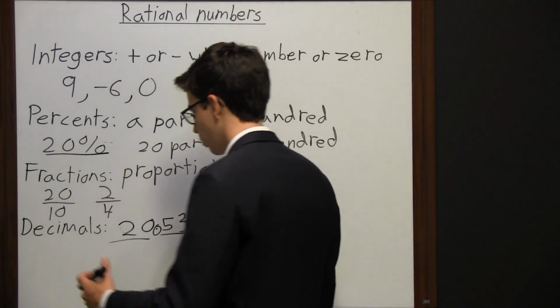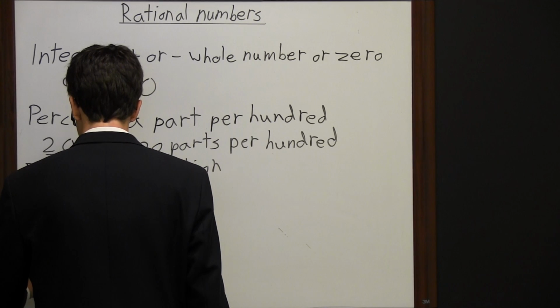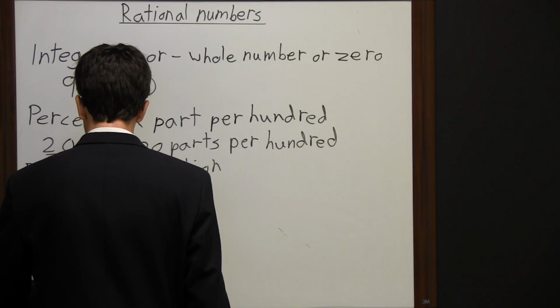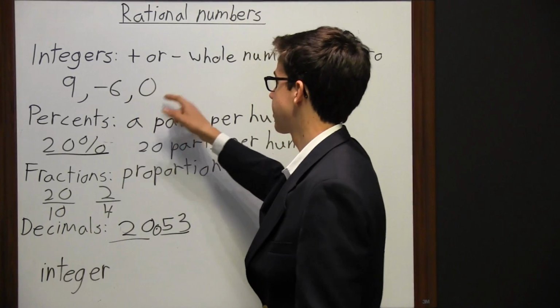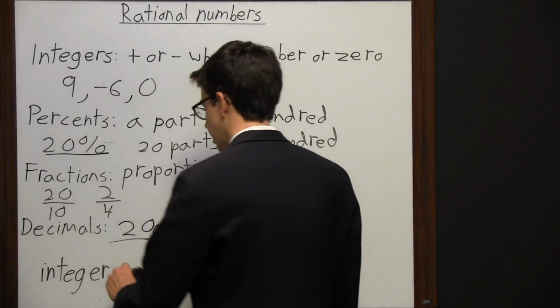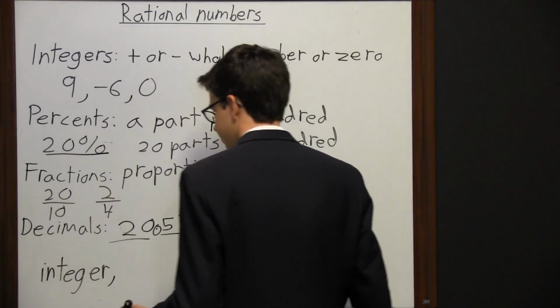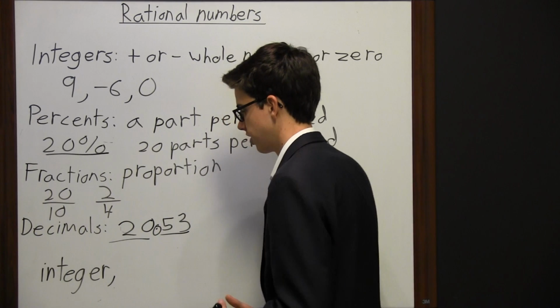There are some rules. So in order to be a rational number, to summarize, it either has to be an integer, like we talked about. If it's a number like 9, -6, 0, it's always going to be a rational number. It gets more complicated when we come to fractions and decimals.